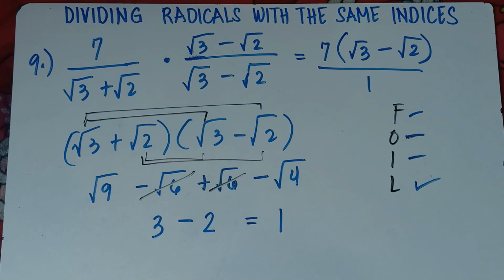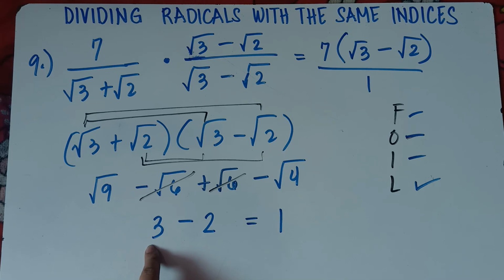So I hope you get this one, class. This will be square root of 9, that is 3. Then copy negative sign because we just simply cancel this out. Then the square root of 4, that is 2. 3 minus 2, that is 1.